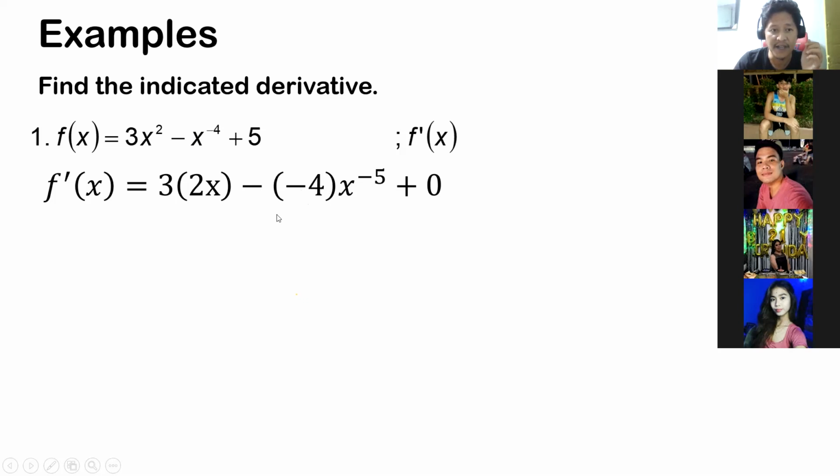Okay, so we can simplify this. Multiply na lang natin to. So magiging 6x. Ito ay negative times negative. So we have a positive 4x to the negative 5. Yung plus 0, so we can just remove that. Okay, malinaw? Yes po, sir.